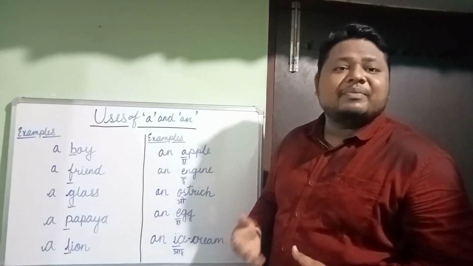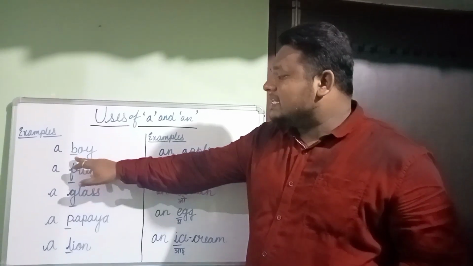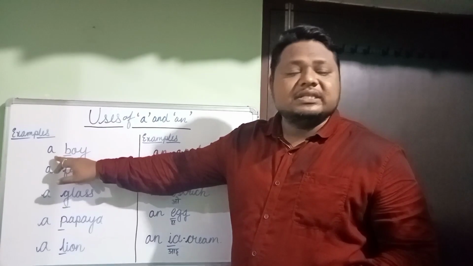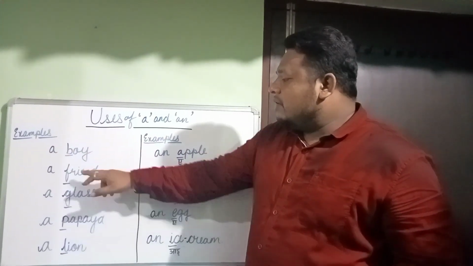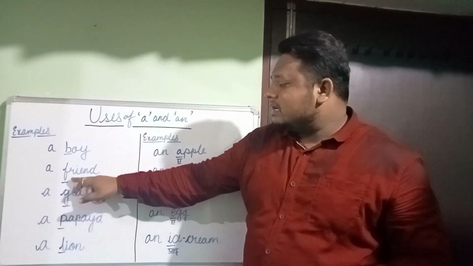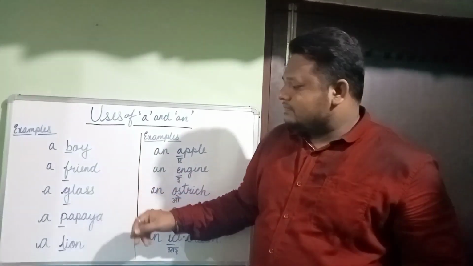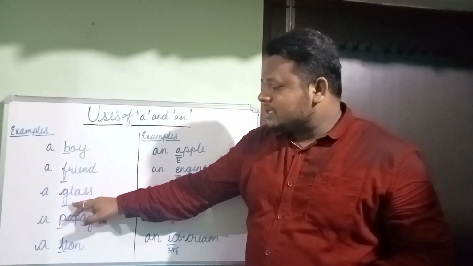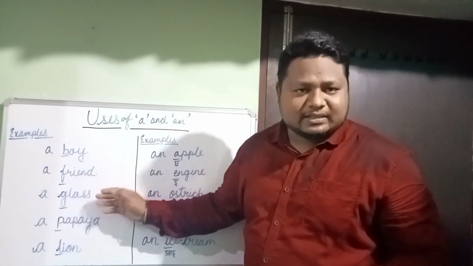Now let us see some examples. So when you say boy, it begins with a consonant sound ba. That's why we use a. So we call it a boy. When we say friend, it begins with the consonant sound fa. That's why we call it a friend. Glass, it begins with a consonant sound ga. That's why we use the article a: a glass.